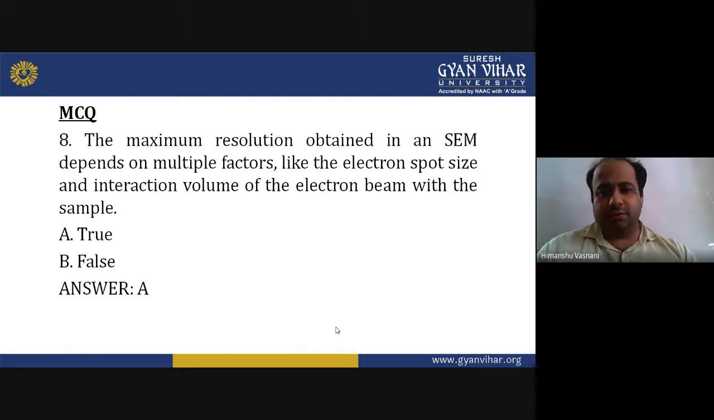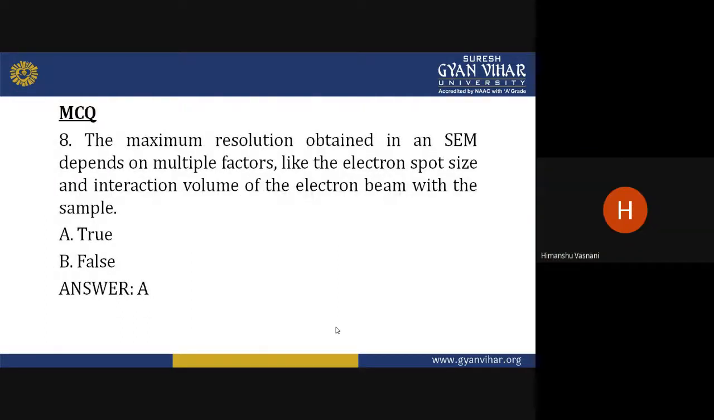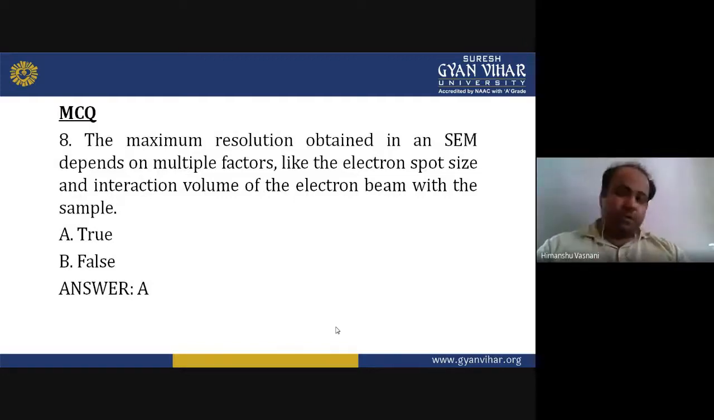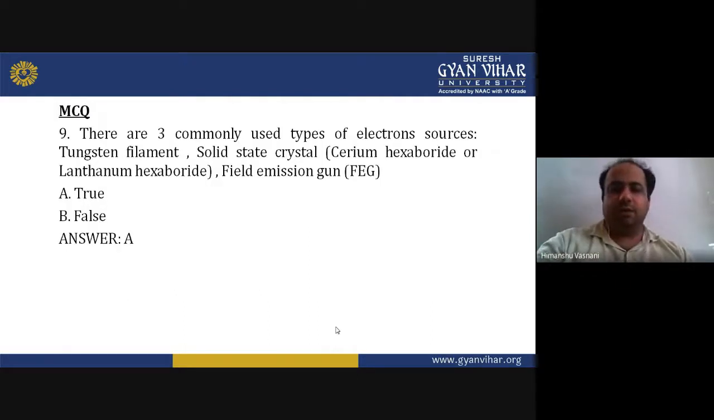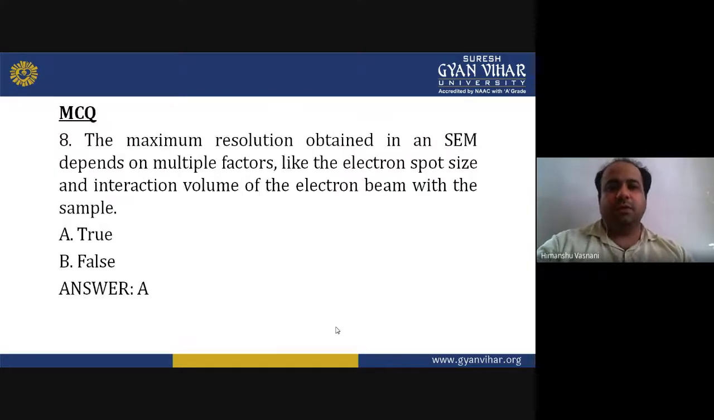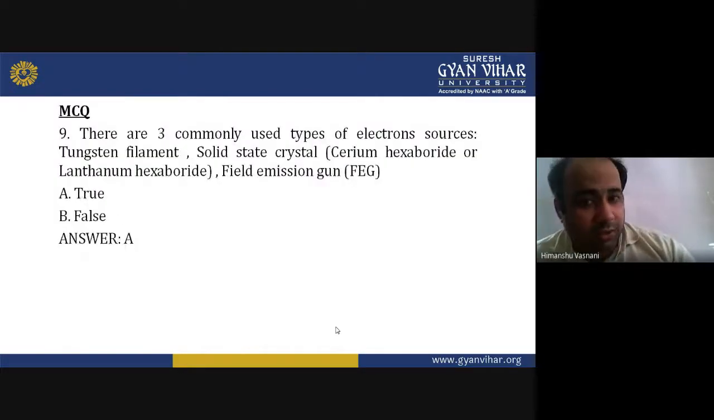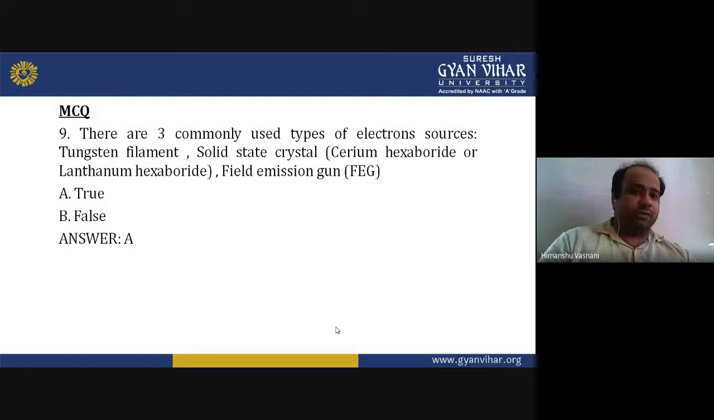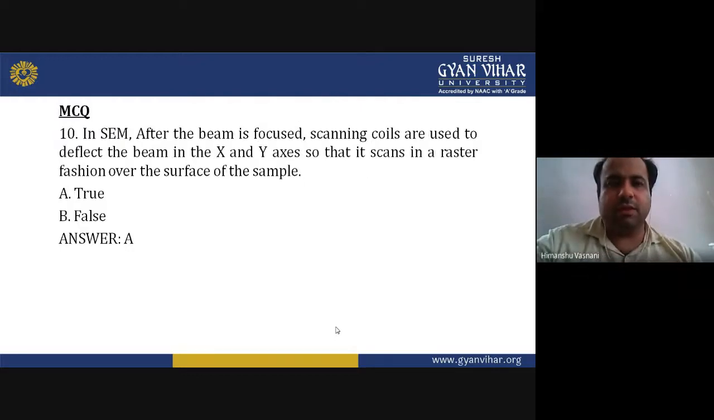The maximum resolution obtained in a SEM depends on multiple factors like the electron spot size and the interaction volume of the electron beam within the sample. So I think it's true. The statement is true. Now there are three commonly used types of electron sources: tungsten filament, solid state crystals, and field emission guns. True. A is the answer.